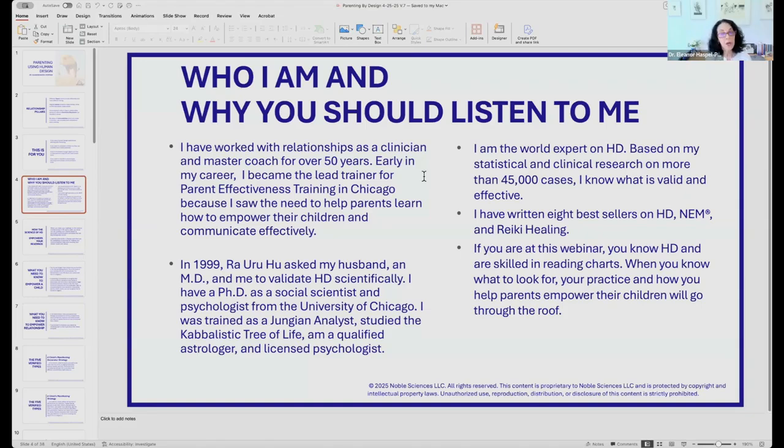So a lot of my work has been about communication and how we can empower people at the soul level of their being. In 1999, Ra Uru asked my husband Marvin, who's an MD, and myself to validate human design scientifically. I was trained as a Jungian analyst. I studied the Kabbalistic tree of life. I'm a trained astrologer and a licensed psychologist, a certified coach, and a consultant on hypnosis, and I'm the world expert now on human design.